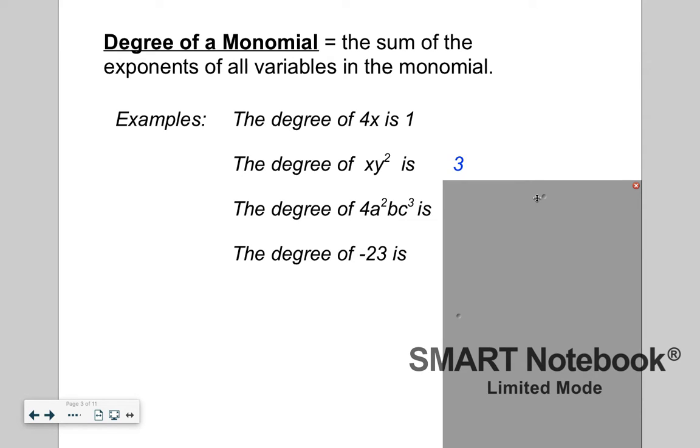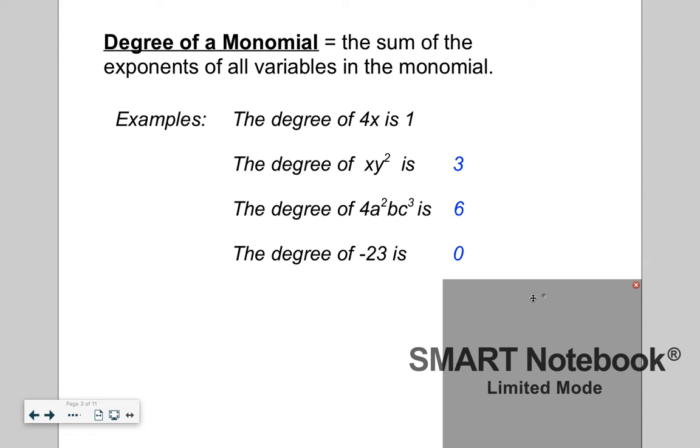Our next term, we have 4a squared bc cubed. We don't care about the 4. We care about the a being squared, the b being raised to the first, and the c being raised to the third. This monomial has a degree of 6. And then lastly, the degree of the constant, negative 23. This one's a little bit tricky, right? Because we don't see a variable. But if we were to see a variable, what power would it be raised to?